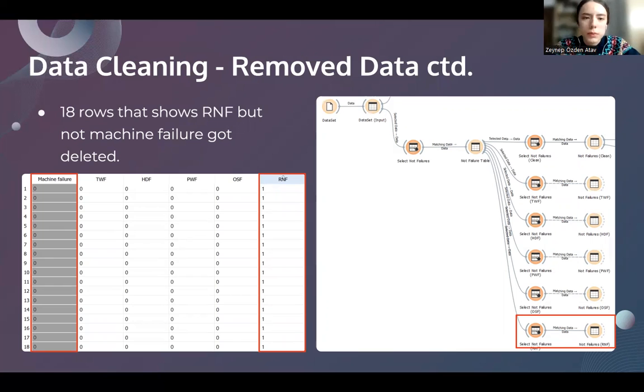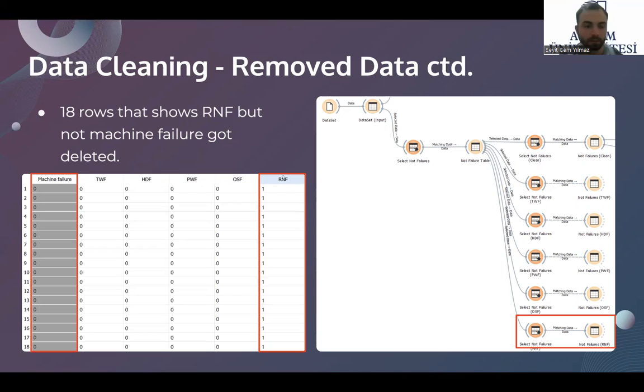But do you understand my point? RNF is one of the failure types, am I right? Yes, hocam, you're right. Then you need to fix this mistake, this typo in your data. Just make the machine failure 1. Am I right?